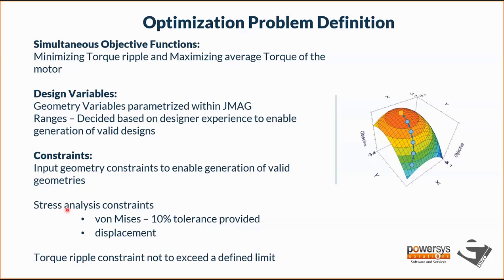On the output side, we also have constraints on the stress analysis responses. So we have one Mises stress defined so that it meets a safety factor. Also, there's a limit on the displacement that the rotor can undergo. We provided about 10% tolerance just so that it's easier for the optimization algorithm to get to the optimum region. There's also the torque ripple constraint that is defined such that it should not exceed a certain defined limit.